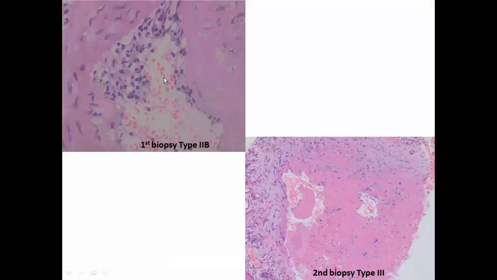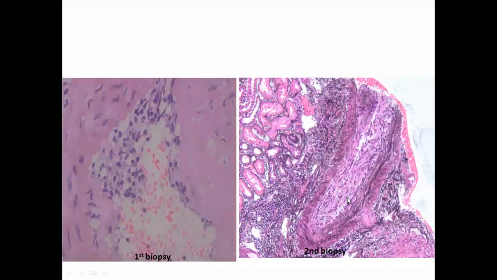So just compare, this was the first biopsy with a 2B kind of vascular rejection. There's a second biopsy showing complete necrosis of the vessel wall. So that means it is a type 3 vascular rejection. And I have told you previously the type 3 vascular rejections are commonly associated with an acute antibody-mediated process.